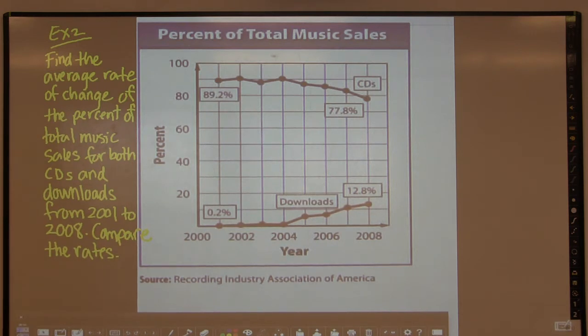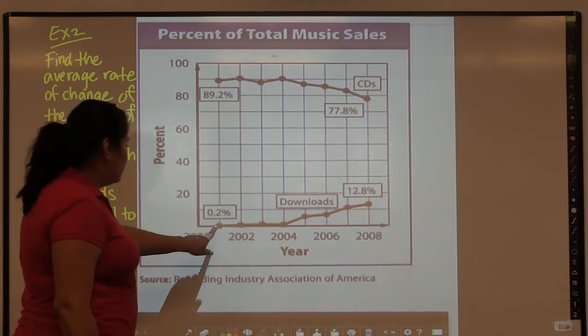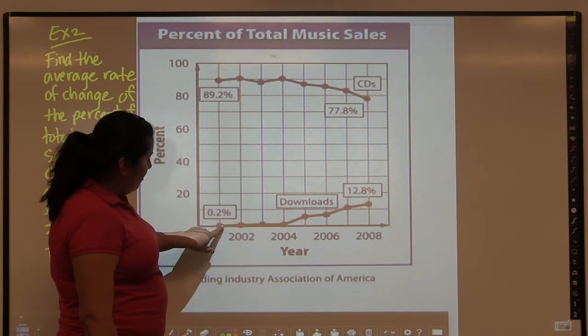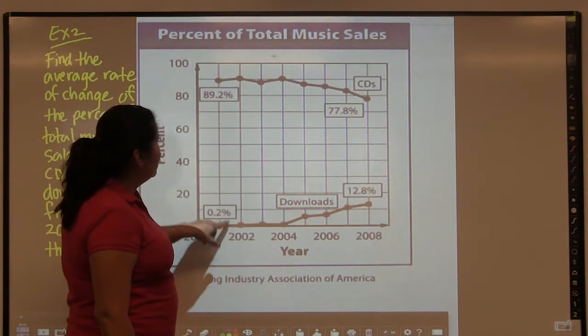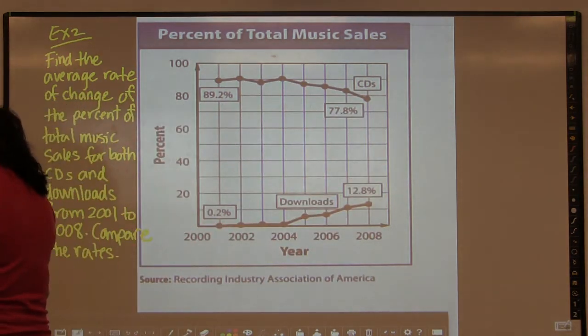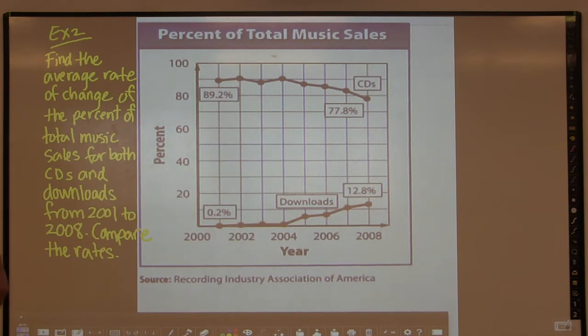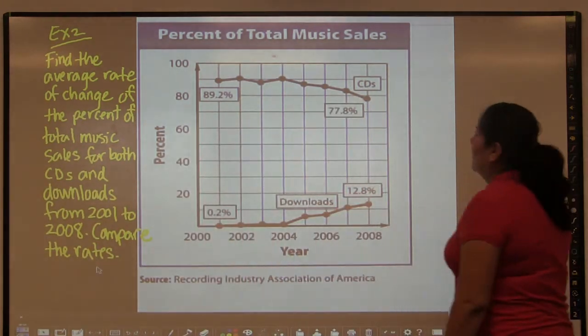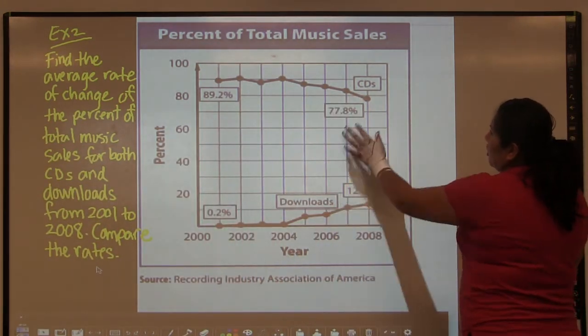So anyway, here's example 2. It says, find the average rate of change of the percent of total music sales for both CDs and downloads from the years 2001 to 2008, and then it asks us to compare the rates. So here's 2001 right here, and 2008 is right there. This graph is downloads, and this graph represents CDs. Okay, so we're going to find the rate of change 2 times, and then we're going to compare our results. So over here in green, glow in the dark, first I'm going to go with the CDs.